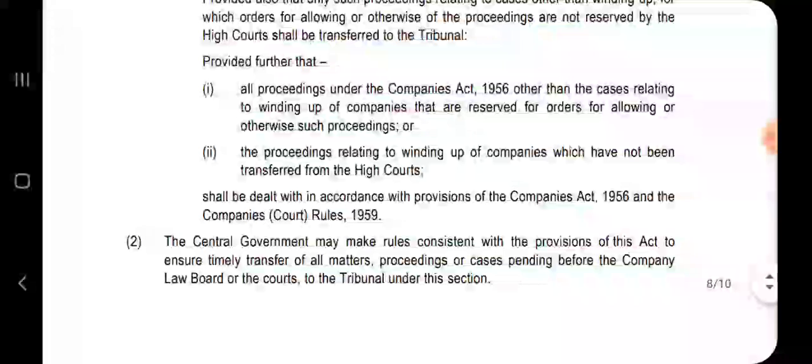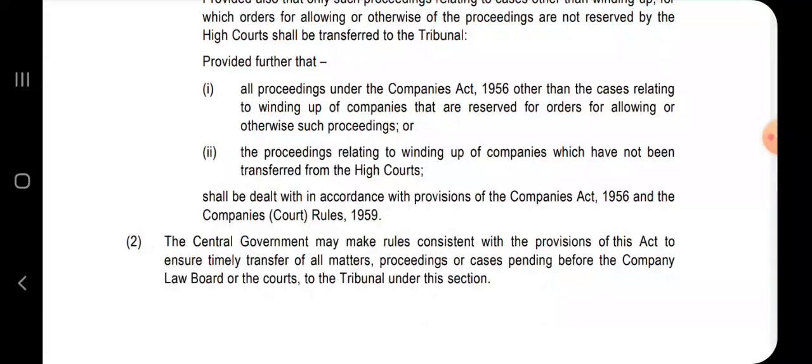Hope you are clear. Provided further that all proceedings under the Companies Act other than cases relating to winding up that are reserved for orders for allowing or otherwise such proceedings, the proceedings relating to winding up which have not been transferred from the High Court shall be dealt with in accordance with the Companies Act 1956 and rules thereunder. It is saying if the central government feels that a particular case should not be transferred to the NCLT or NCLAT, then such cases have to be dealt with in accordance with the old act, that is Companies Act 1956, but not under the new act Companies Act 2013.